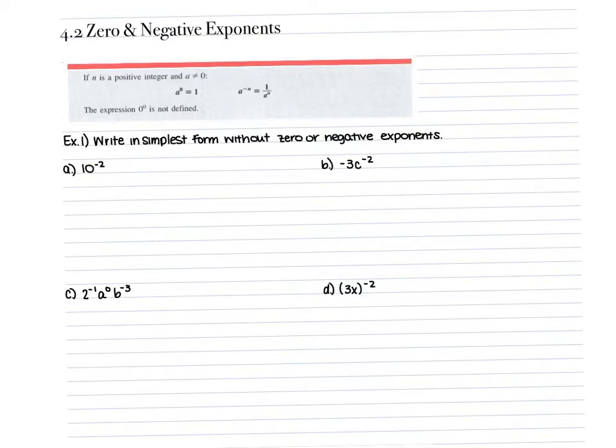This is lesson 4.20 and negative exponents. So we're going to talk about what happens when an exponent is 0 and what happens when we have a negative exponent. Actually, we've done all these already. They are not anything new. They're things that we've talked about already.